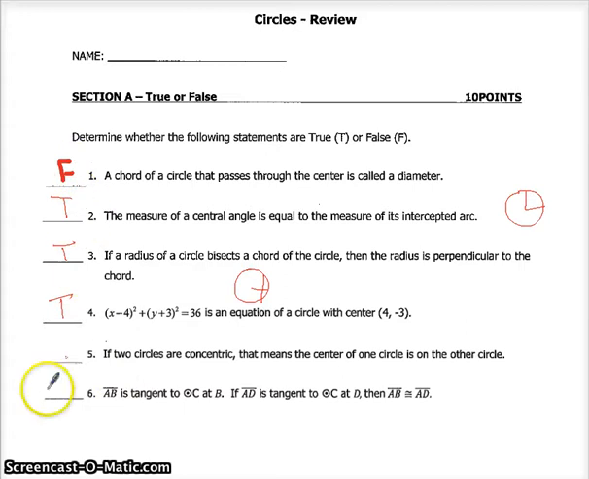Why did I say false on the first one? Now that I say they're all true, why did I? Okay. A chord of a circle that passes through the center is called the diameter. Yes. Okay, I'm glad I caught that.